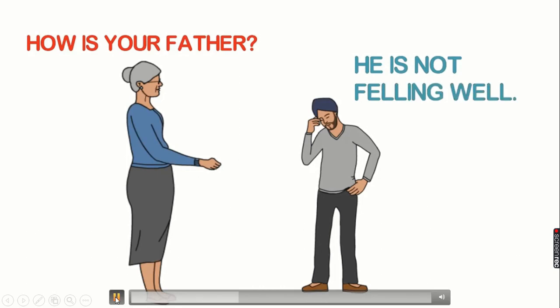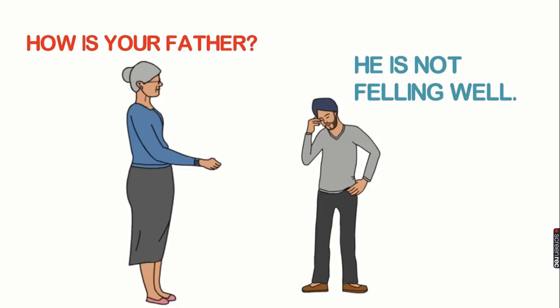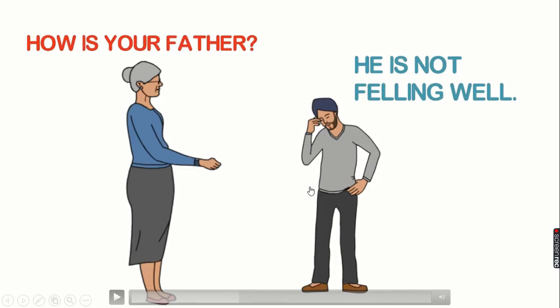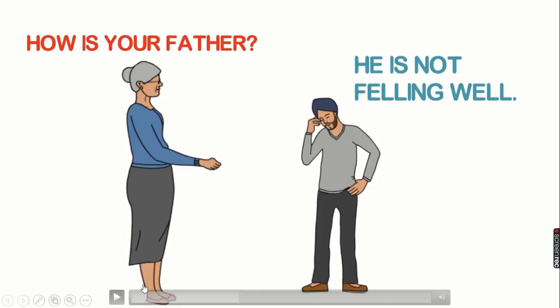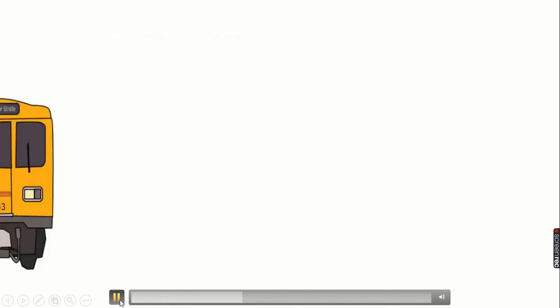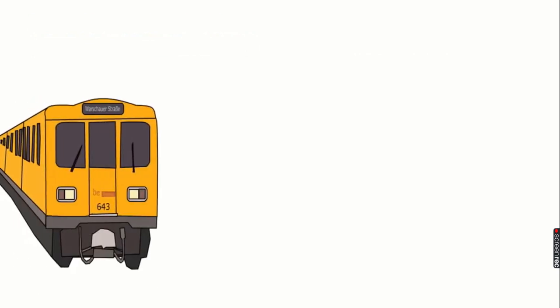Feeling. He is not feeling well. Like, how's your dad? He's not feeling well. What about your dad? How's your dad? Is he happy? Is he strong and healthy? Good to hear that. How about your mom? How's your mom? So that's asking for some description. You use the word how to describe something.